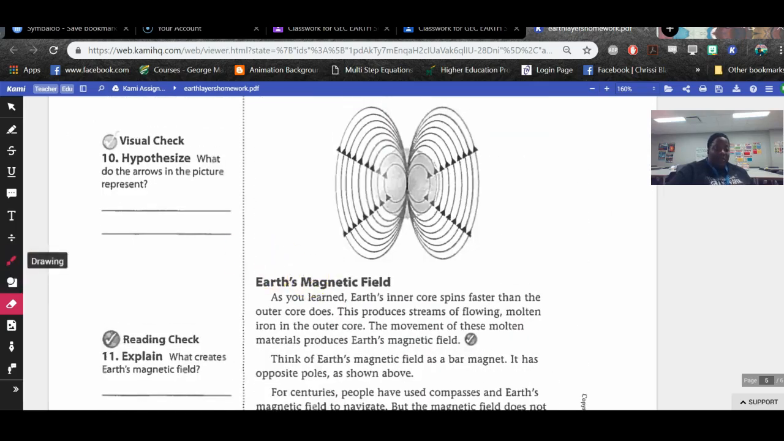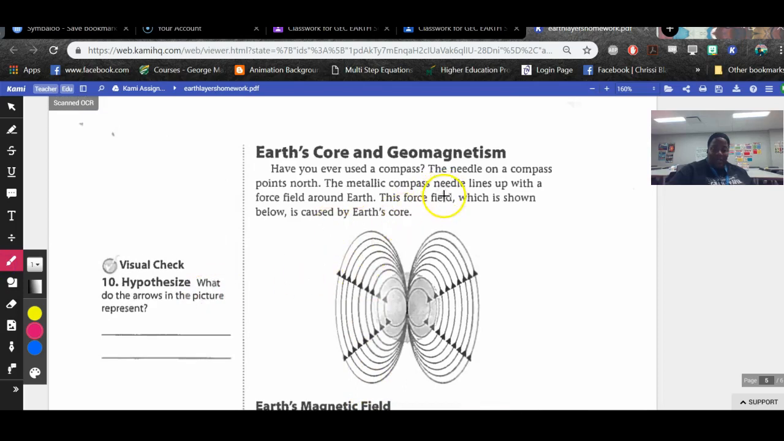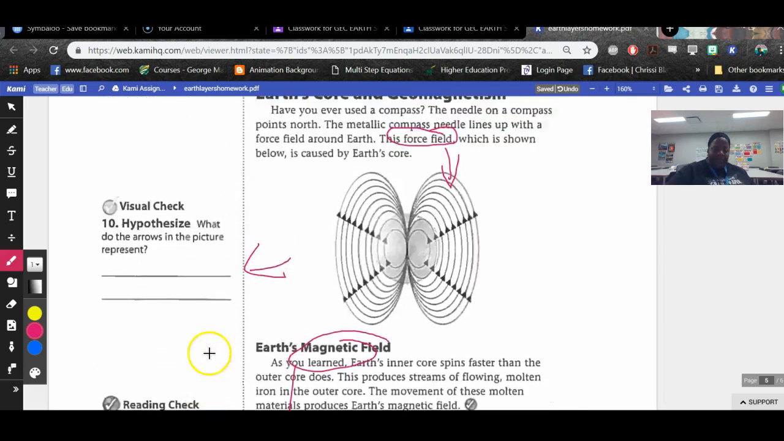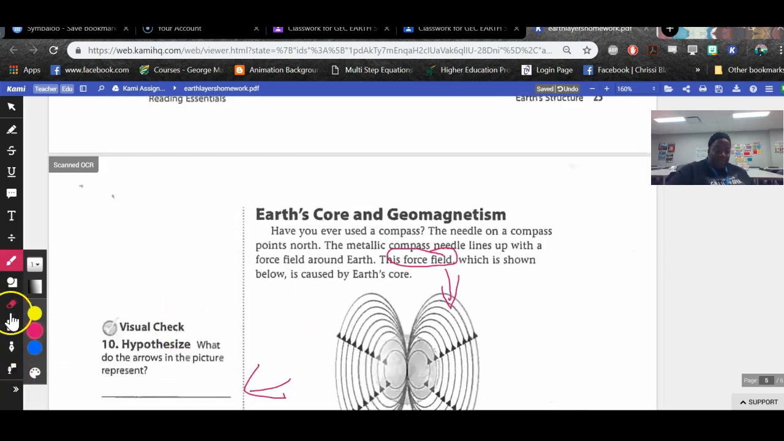So what I'm sensing is that you should put force field. These arrows represent the force field, technically, but if you don't change your answer, I'm still okay with that. And this one is talking about the magnetic field going down here. So the difference between the two, but yet they're still kind of one and the same. We'll talk more about it in class.